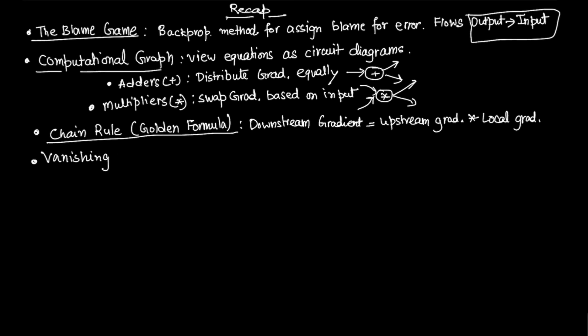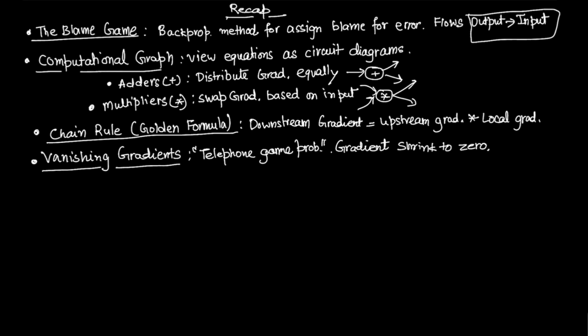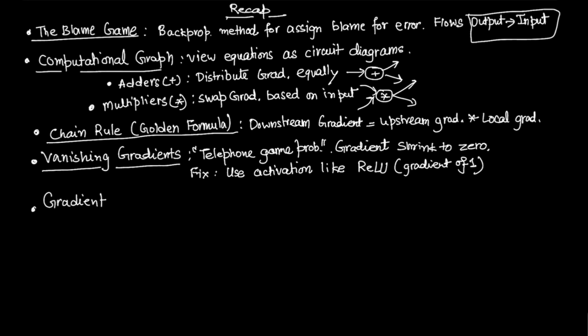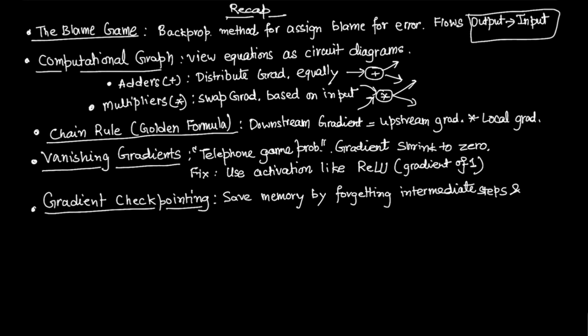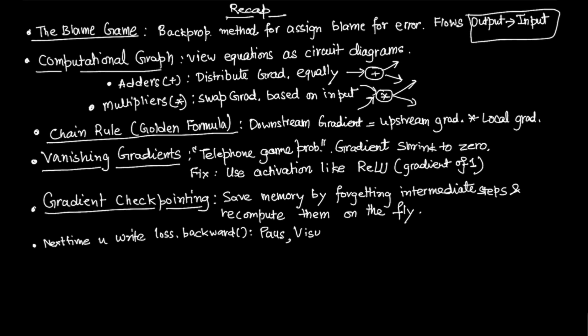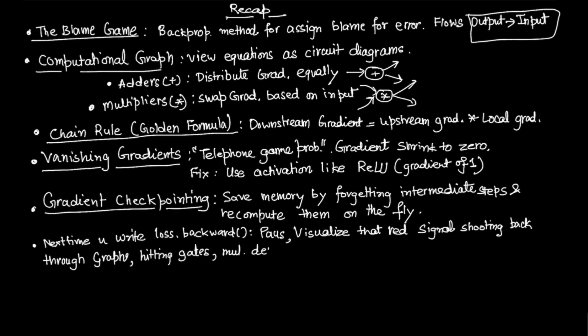Fourth, the vanishing gradient, the telephone game problem where gradients shrink to 0. We fix this by using activations like ReLU that have a gradient of 1. Fifth, gradient checkpointing. We save memory by forgetting intermediate steps and recompute them on the fly. Next time you write the magic line loss.backward(), I want you to pause. Visualize that red signal shooting backwards through your graph. Visualize it hitting the gates, multiplying derivatives, checking checkpoints, and updating weights. You aren't just writing Python code. You are conducting a symphony of calculus.